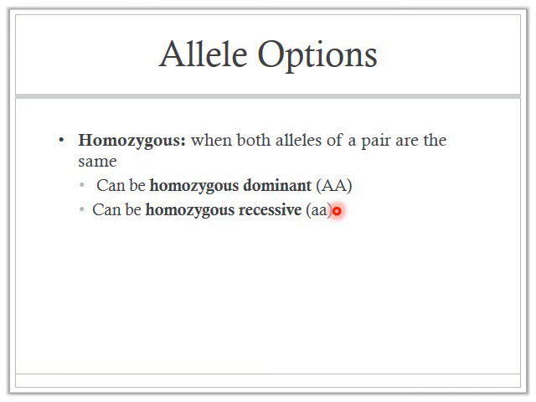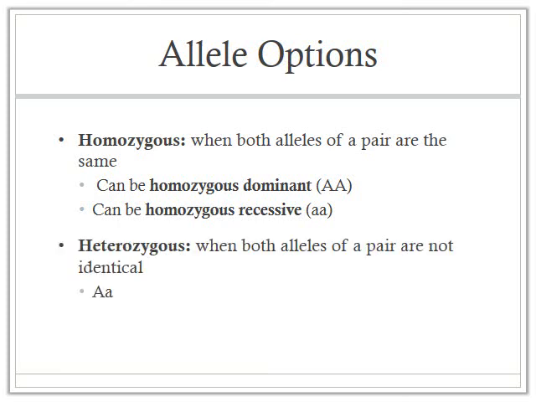These are important terms to remember because I might not give you information about whether it's big A, little a, but if I say that it's homozygous dominant, you know that it's going to be the capital letter, or homozygous recessive, little letter. Heterozygous is when both alleles are present and they are not the same, and that is, in this case, big A, little a.